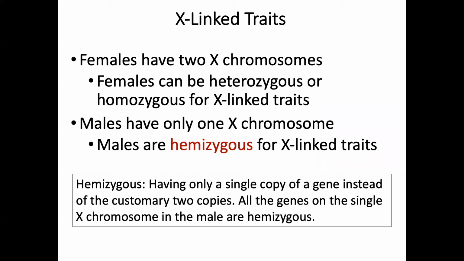An X-linked trait is a trait where a gene is located on the X chromosome. All right, because females have 2 X chromosomes, females can be heterozygous or homozygous. However, males only have 1 X chromosome. So if the males have the X-linked trait, it's hard to define as heterozygous or homozygous, right? So it's called hemizygous.